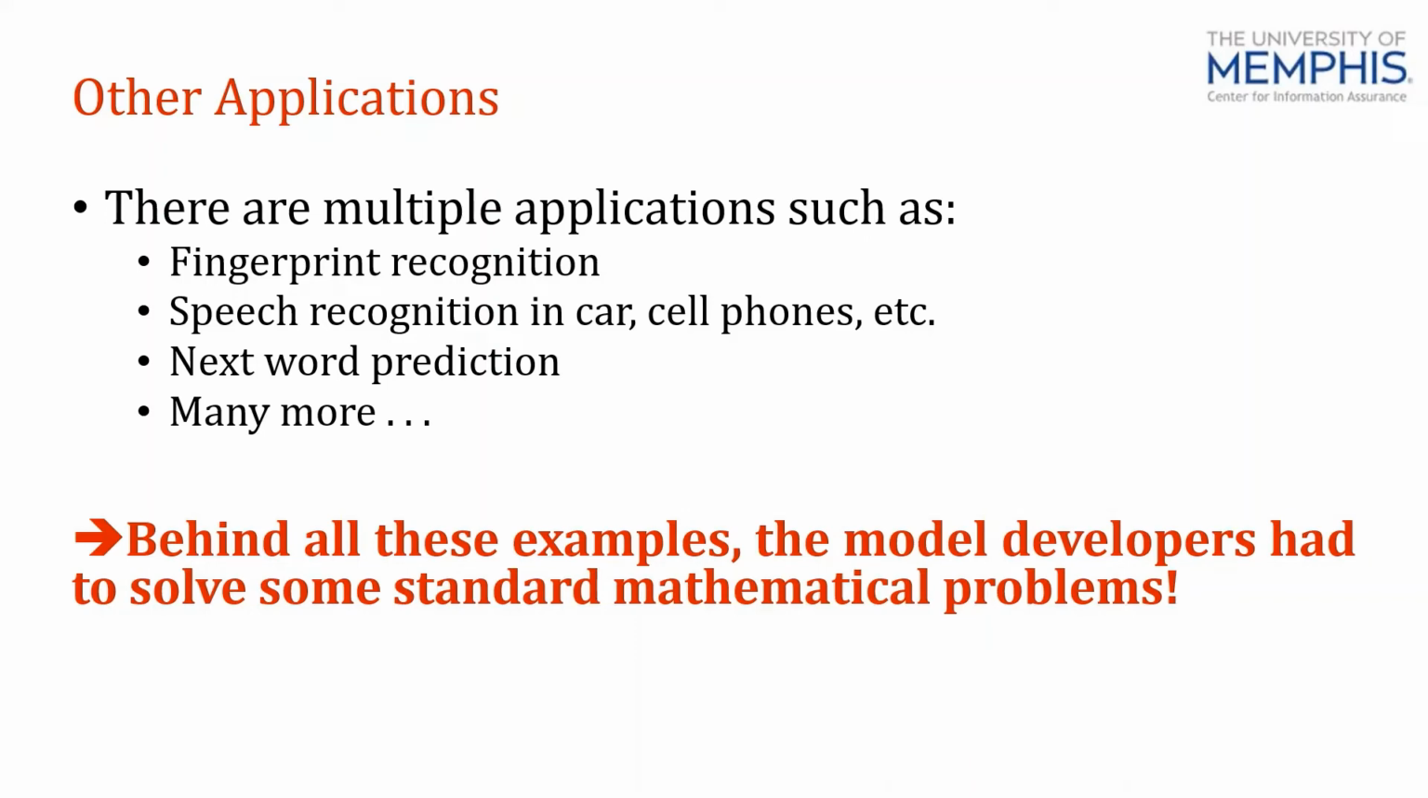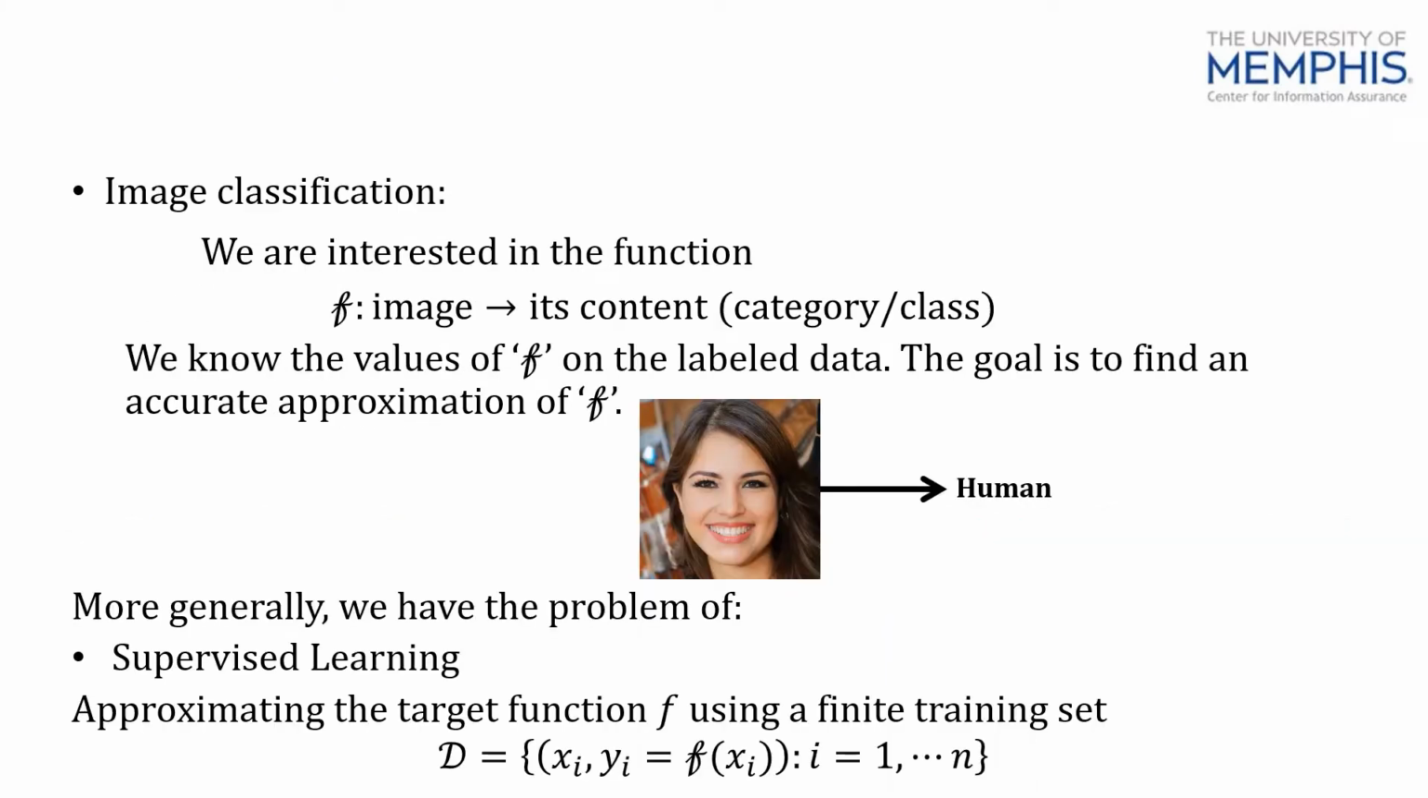But we need to think about one thing: behind all these examples, the model developers had to solve some standard mathematical problems. For example, let us focus on the image classification problem. In the image classification problem, our goal is to get a function f, which maps an image to its content or the category or the class, whatever you call it. We know the value of f on the labeled data, and the goal is to get an accurate approximation of f. For example, see the human face below. The goal of the accurate approximation of f is to map this human face to the label human.